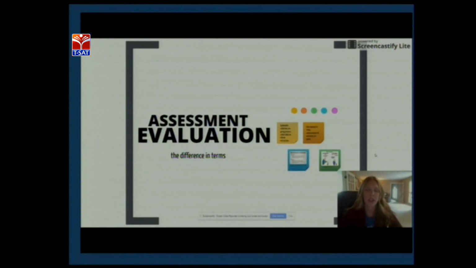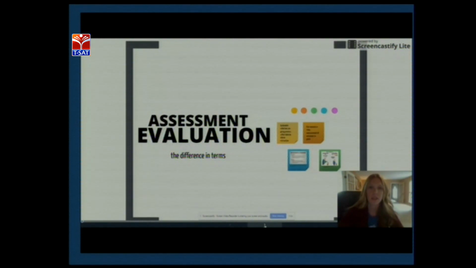I'm going to explain how you're going to be specifically using it within your lesson plan. So assessment and evaluation are not the same things. They should not be used interchangeably because they have different purposes.